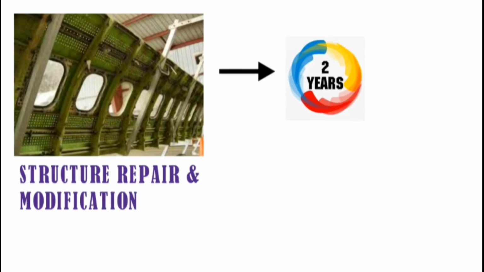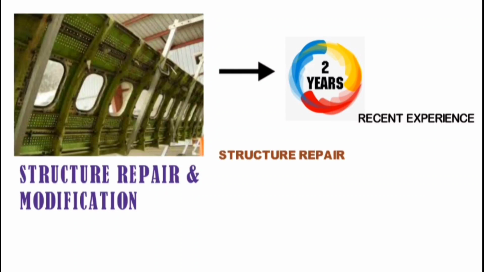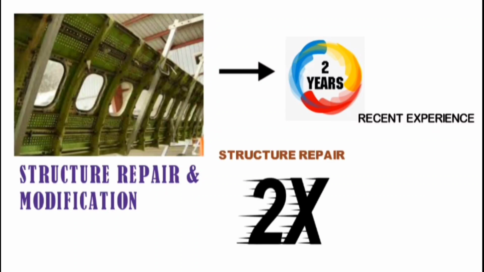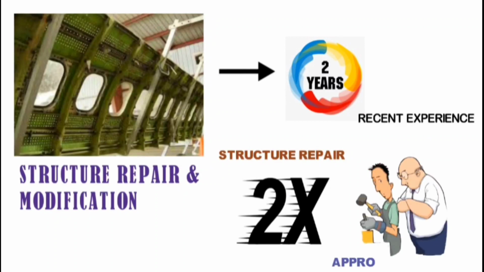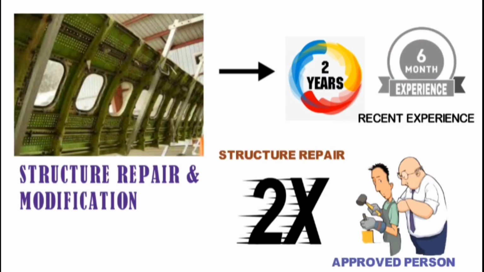One more unique point we saw in the experience about structure repair and modification. The applicant should have 2 years of relevant field experience. But here they are not talking about only recent experience. Here it's saying that the person needs to prove that he has performed structure repair twice under the supervision of an approved person in the last 6 months.